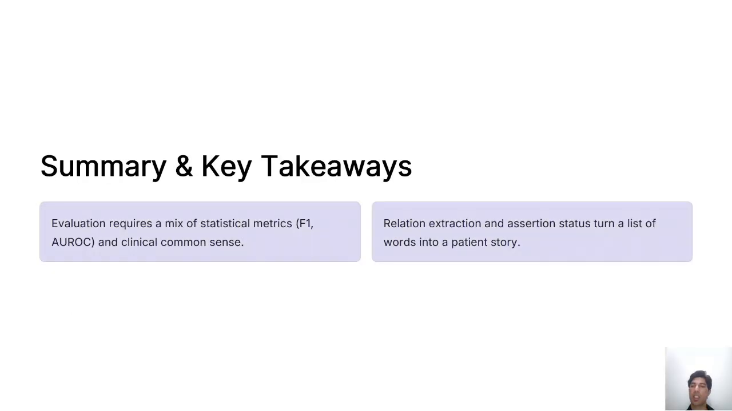Summary of this lecture and the key takeaways. The evaluation requires a mix of statistical metrics like F1 and area under the receiver operating characteristic curve, and clinical common sense. So basically, we cannot just depend on the evaluation metrics. We have to use our contextual knowledge and clinical common sense to know whether the model is clinically usable or not. And relation extraction and assertion status turn a list of words into a patient's story. So these are the key takeaways, and this was all about this lecture.